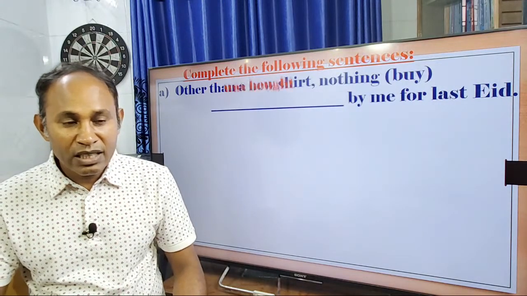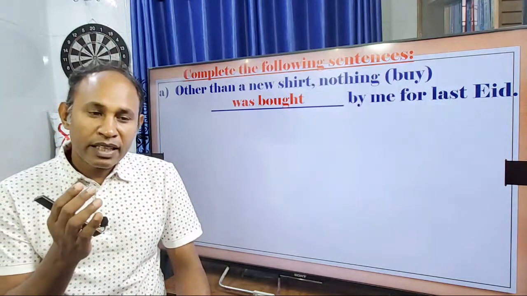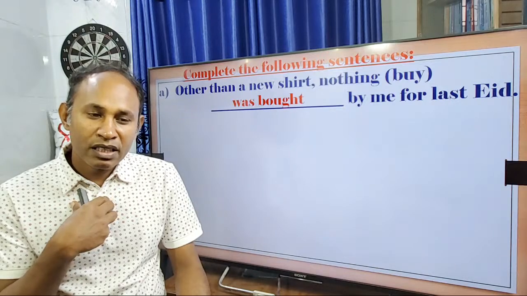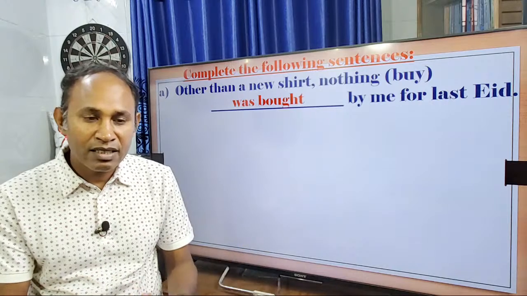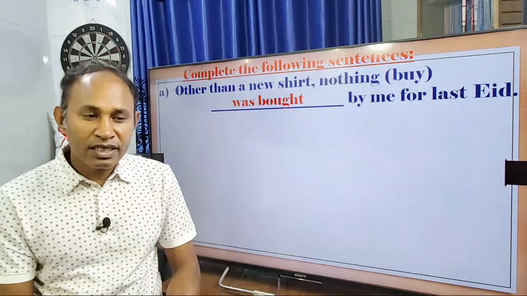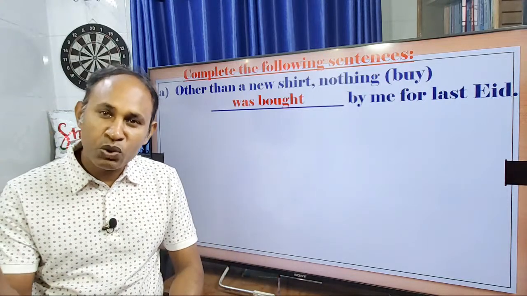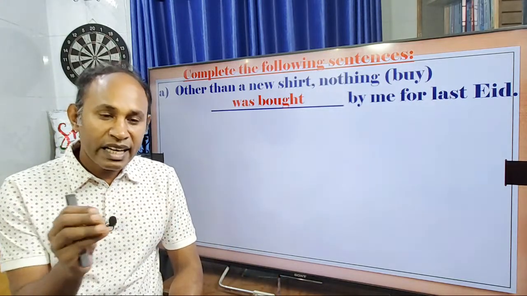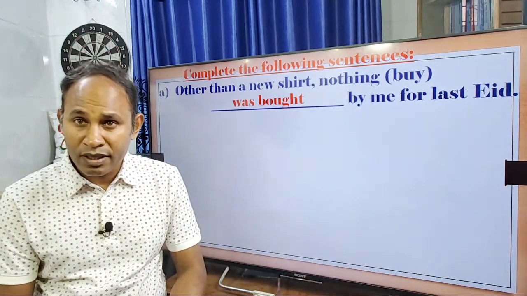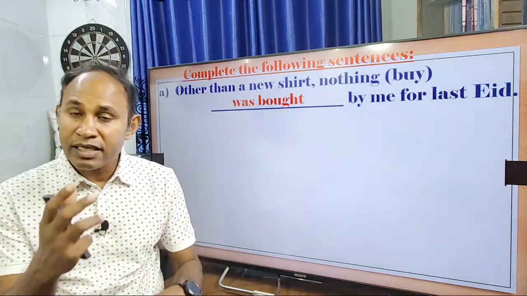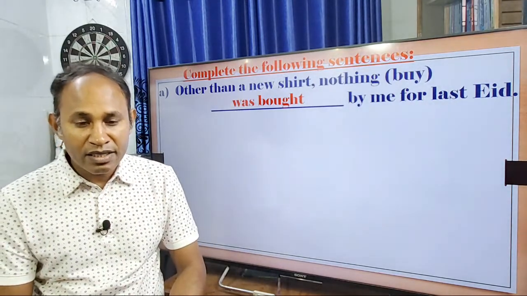Yes, your answer was bought is absolutely the right answer, because that means I bought nothing for last Eid other than a new shirt. Ekta notun shirt chhara ami kichu kine ni last Eid. And your tense is past indefinite tense. So this is past indefinite tense in the passive. That's why your answer was bought is absolutely the right answer.